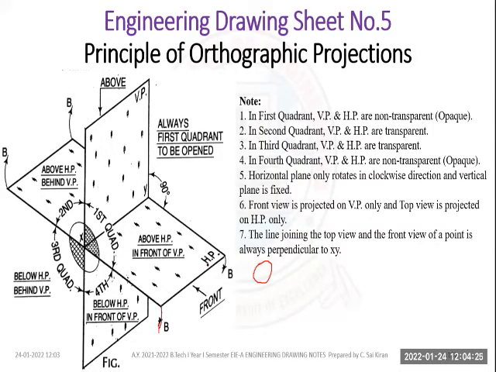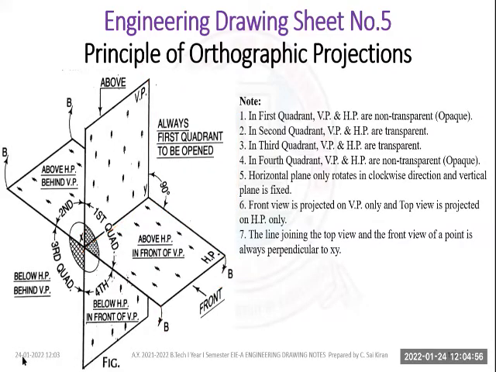And this horizontal plane rotates clockwise in order to see the object. The line joining the front view, horizontal plane and vertical plane is called the XY line. If you want to see the side view, it passes through the X1 line. This is my X1 line, and this is the Y1 line.